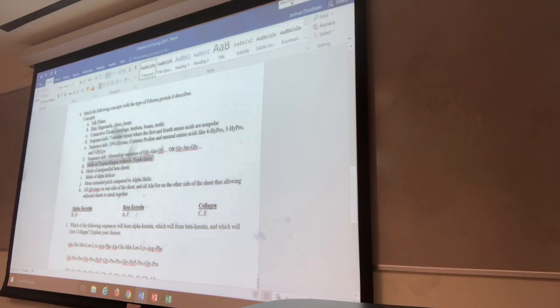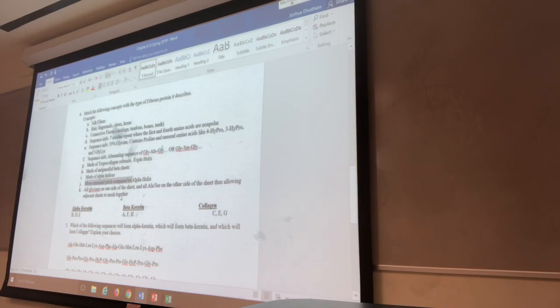Tropocollagen subunits, triple helix. I gave this away. What is that one? It is collagen. Okay. Made of anti-parallel beta sheets. Also gave this away. Yep, this is beta keratin. Made of alpha helices. So notice the names: alpha keratin must be made of alpha helices. Beta keratin must be made of beta sheets.